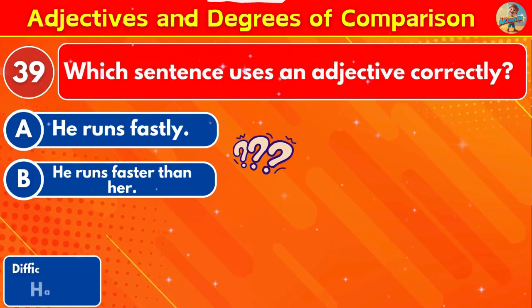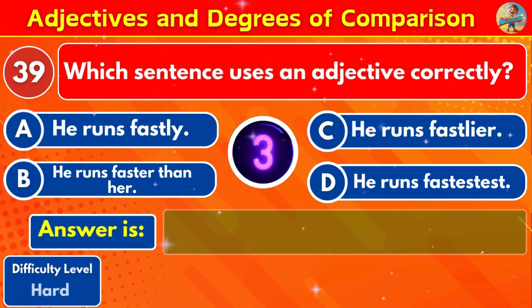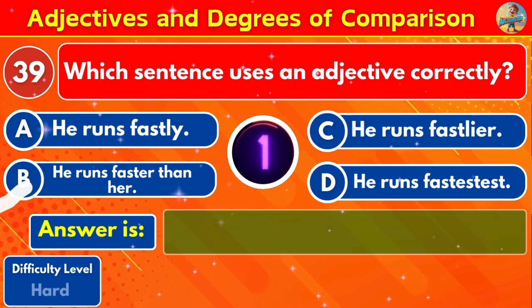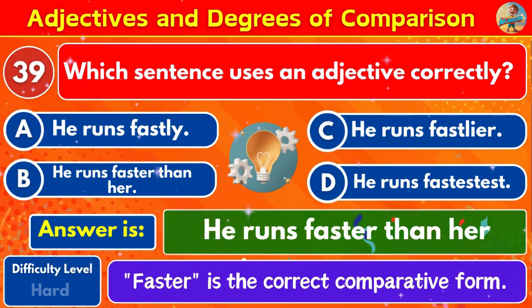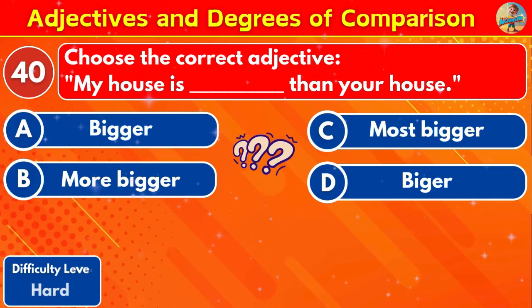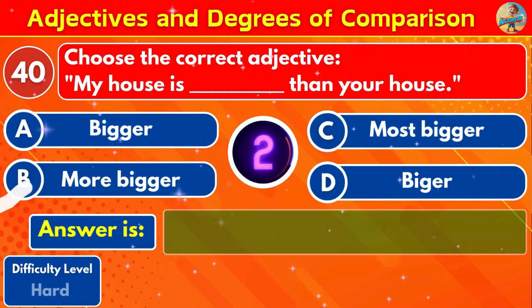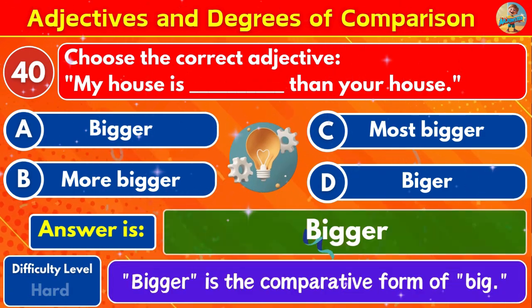Question 39 is, which sentence uses an adjective correctly? Answer 39 is, he runs faster than her. Question 40 is, choose the correct adjective. Answer 40 is, bigger.